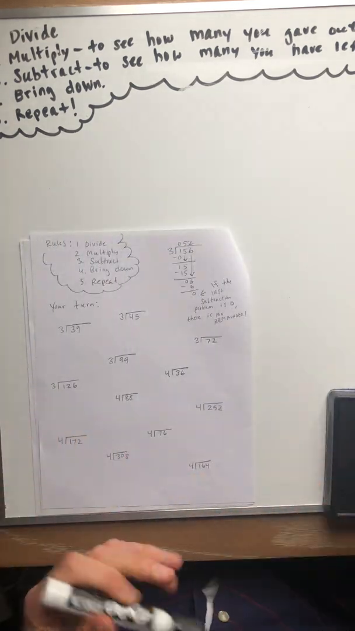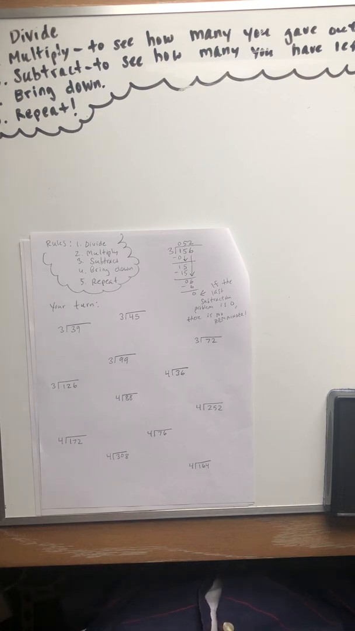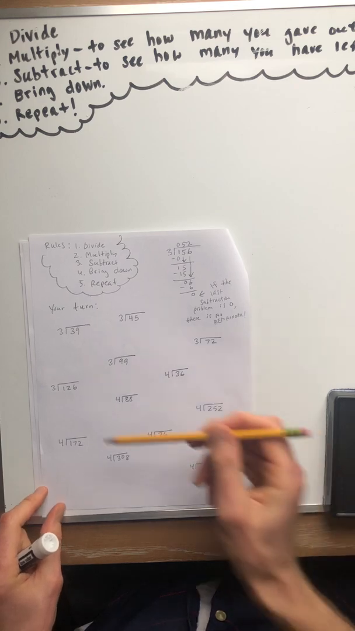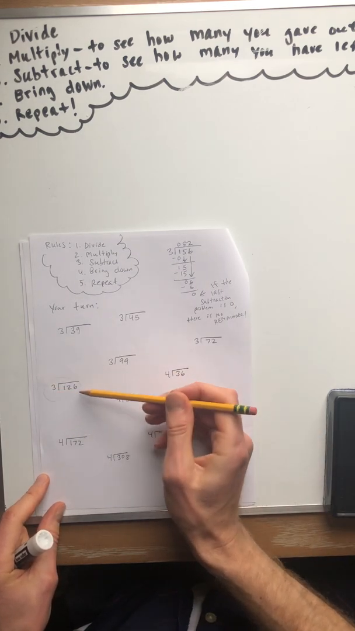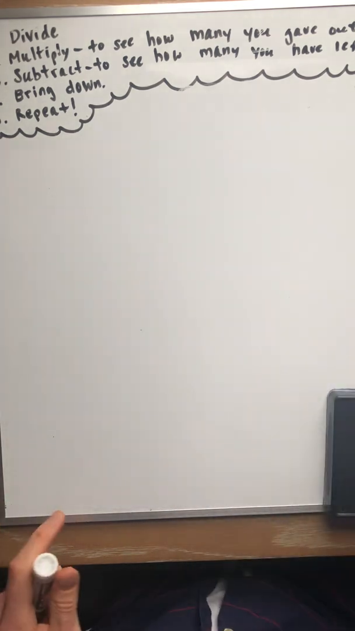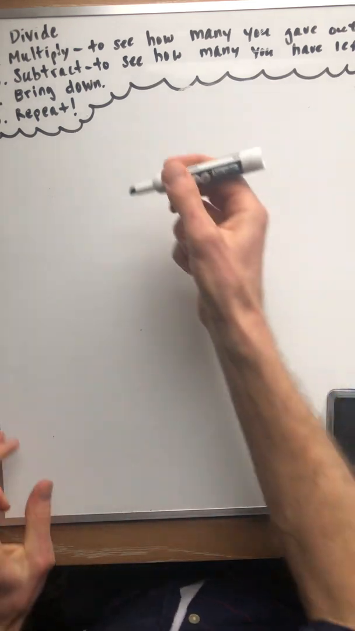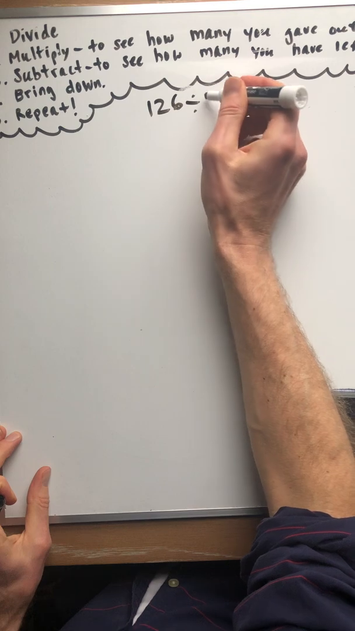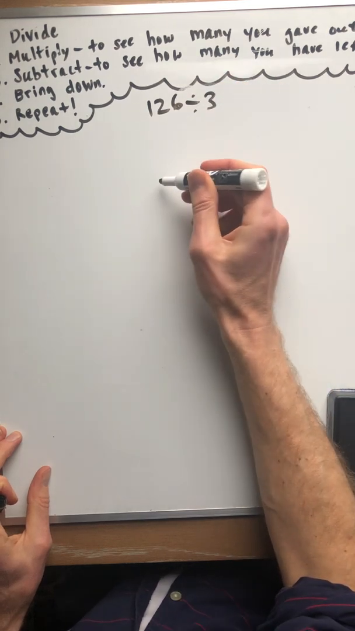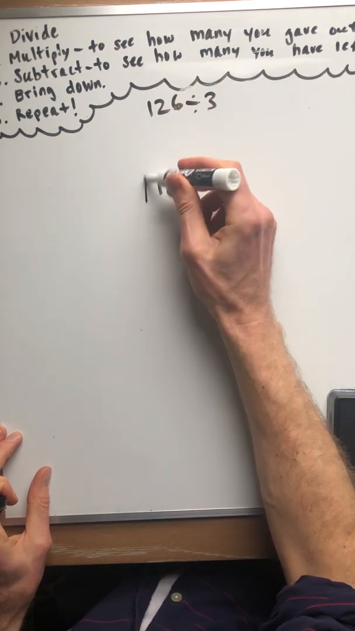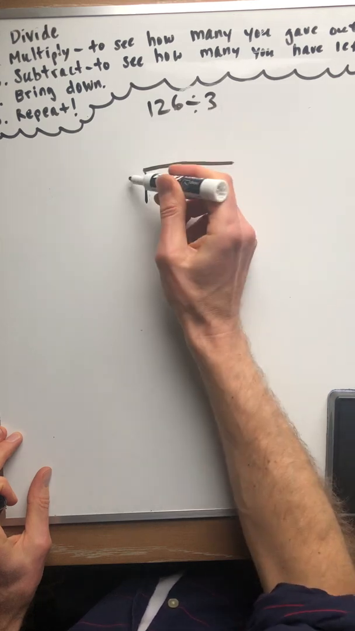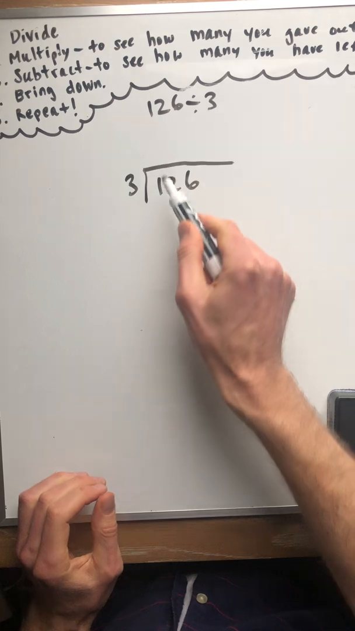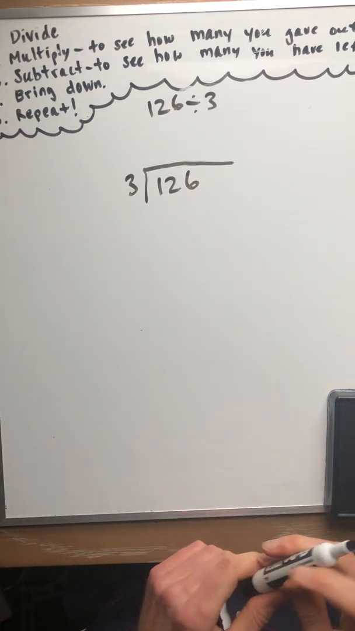All right, so I'll do 2 problems today. Let's start off with one of the bigger ones. Let's do this one: 126 divided by 3. It could look like this. In long division, the big number is inside the bracket, and then we're dividing it by 3. So we're trying to think of 3 times what equals 126.